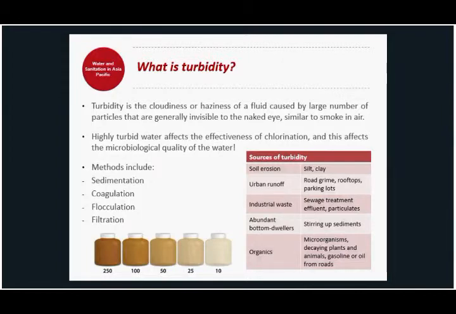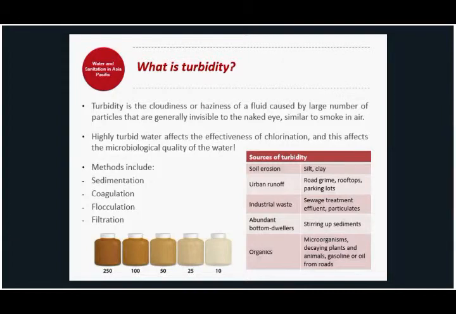So when there's high levels of sand or organics, such as algae, they absorb the chlorine and it doesn't kill the germs inside the water. So we need to remove the turbidity first so that the chlorination process works more effectively. Such methods include sedimentation, coagulation, flocculation, and filtration.